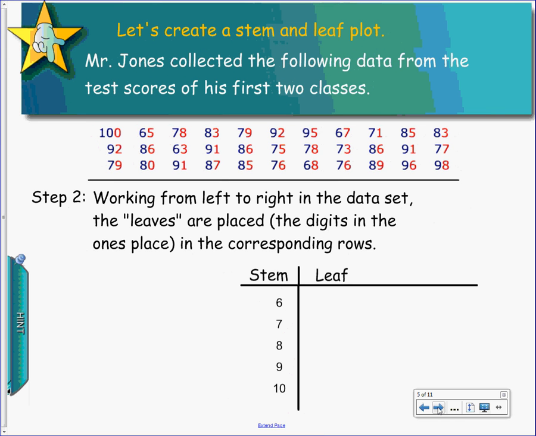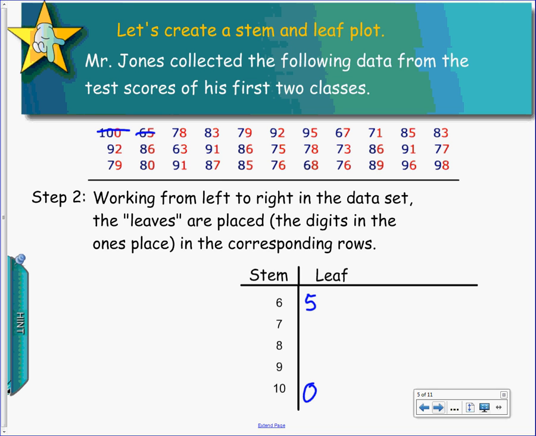All right, the next step, it says working from left to right in the data set, the leaves are placed, or the digits in the ones place, in the corresponding rows. So this has my stems on there already. And just like we did in the frequency charts, we cross off as we add it. So I would cross off 100. The 10 is there, so the numbers in red are what I'm writing, and I would write a 0 next to it in the leaf section of the 10 stem. Then I go on to 65, I'd write the 5.